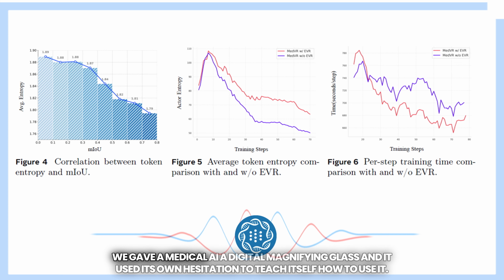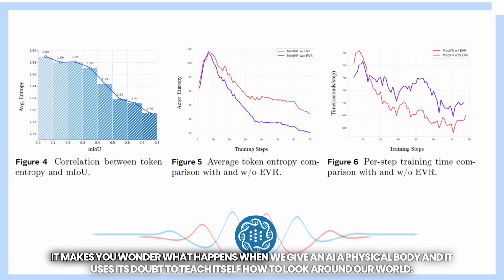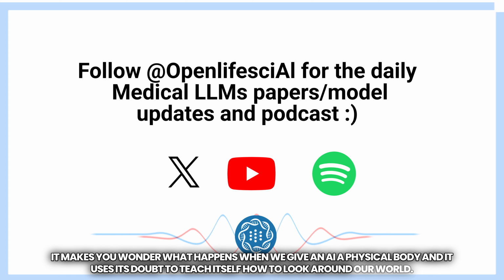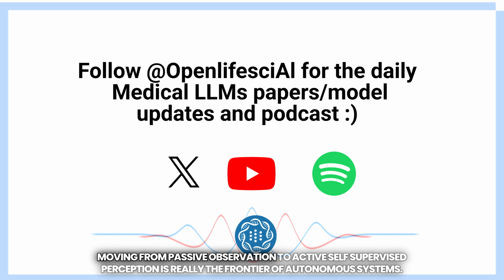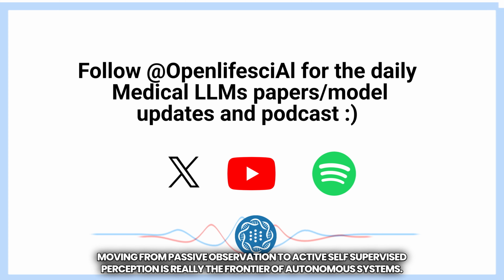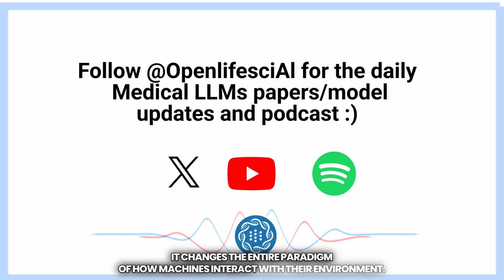Yeah. We gave a medical AI a digital magnifying glass, and it used its own hesitation to teach itself how to use it. It makes you wonder what happens when we give an AI a physical body, and it uses its doubt to teach itself how to look around our world. Moving from passive observation to active, self-supervised perception is really the frontier of autonomous systems. It changes the entire paradigm of how machines interact with their environment.